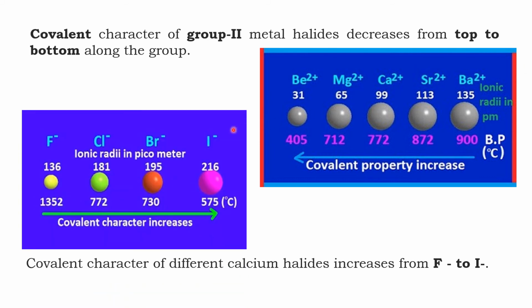See here, covalent character of different calcium halides increases from F- to I-. Why? Size increases. F-, Cl-, Br-, I-. I- has the maximum size. Greater the size of the anion, the more easily it gets polarized. Hence, greater the covalent character.